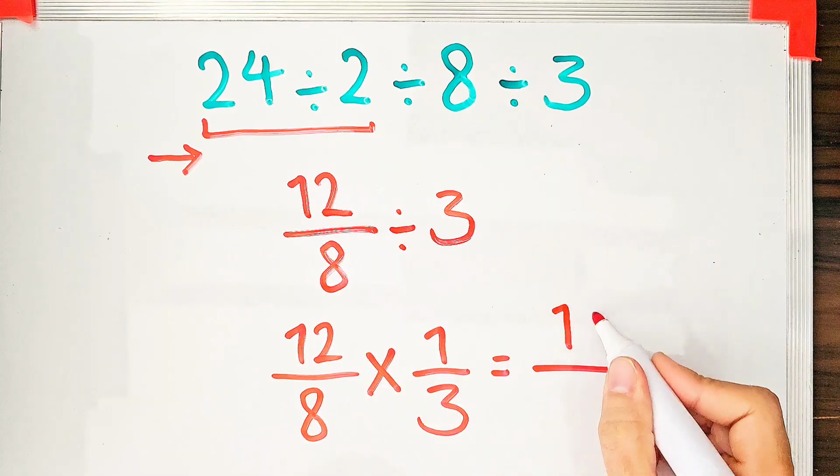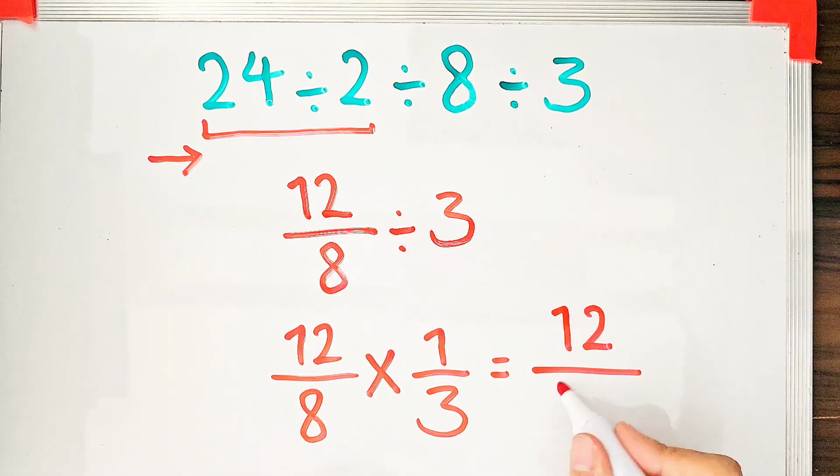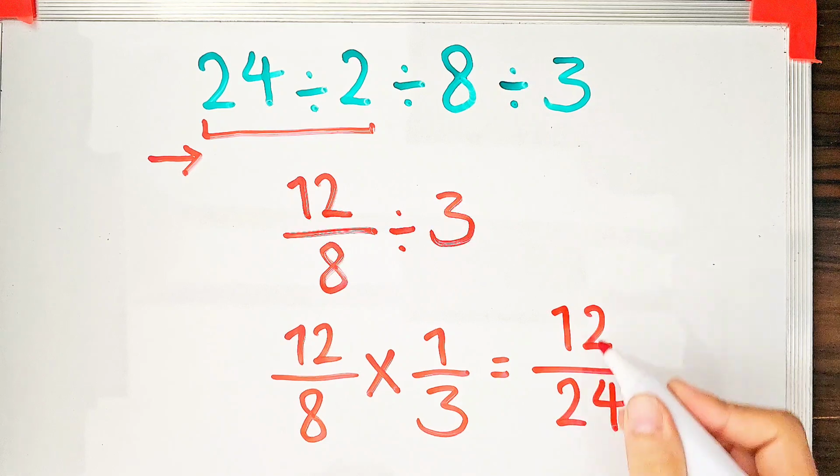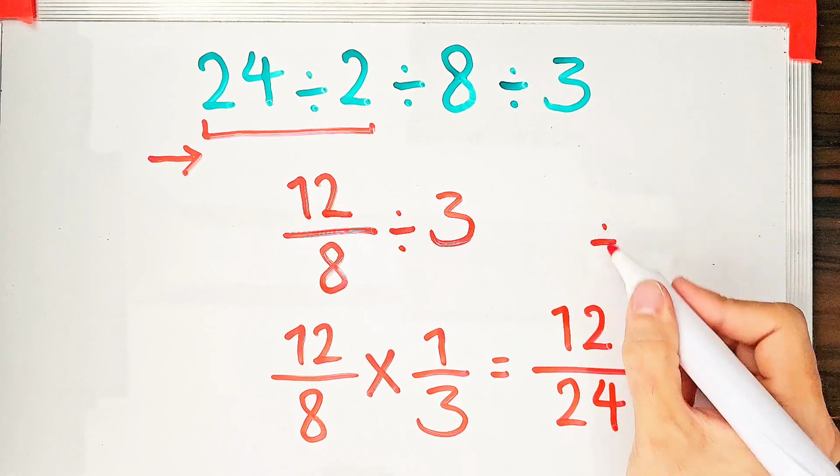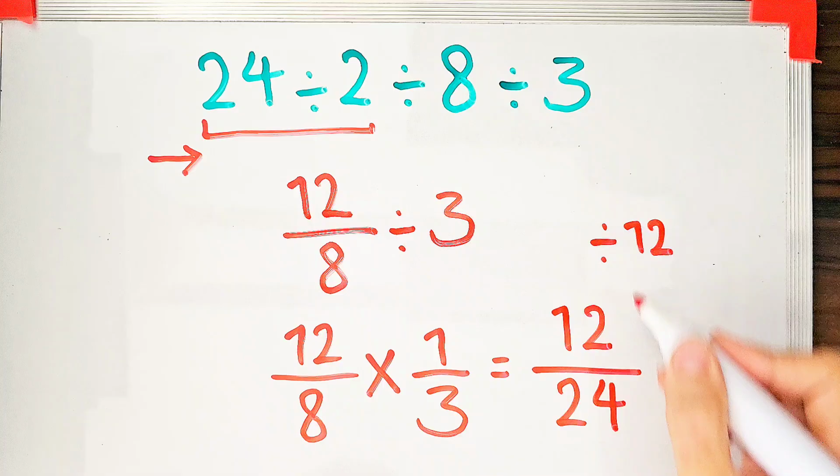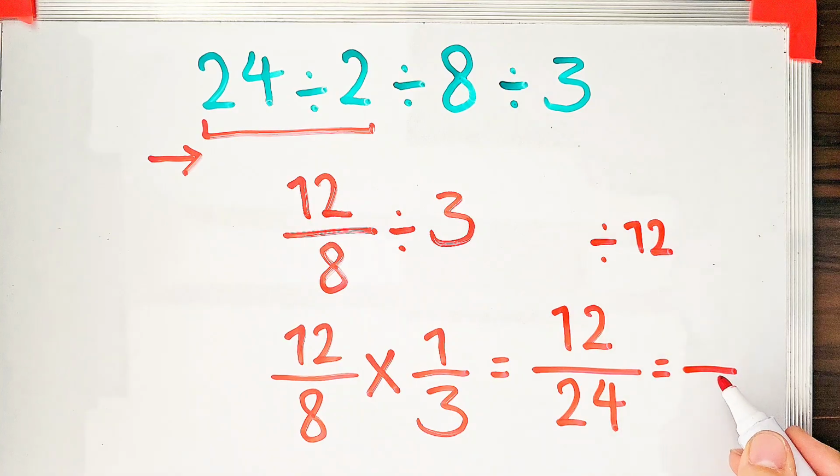12 times 1 equals 12, and 8 times 3 equals 24. Now divide both by 12. 12 divided by 12 equals 1, and 24 divided by 12 equals 2.